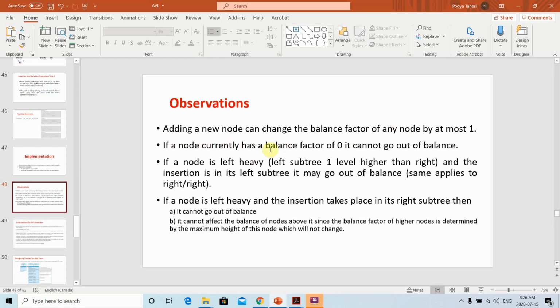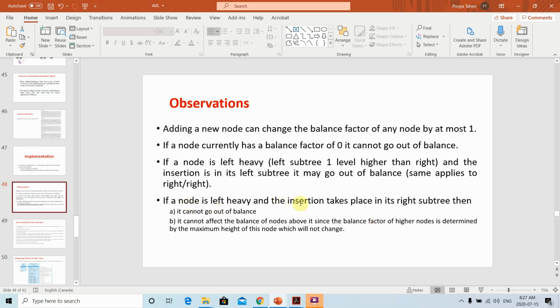Just like if a node currently is balanced, it doesn't go out of balance, because after inserting a node, its balance factor either becomes one or negative one. If a node is left heavy, right? Left heavy means that its balance factor is positive one. Then it might go out of balance, right? And if it's right heavy, it might also go out of balance, okay?